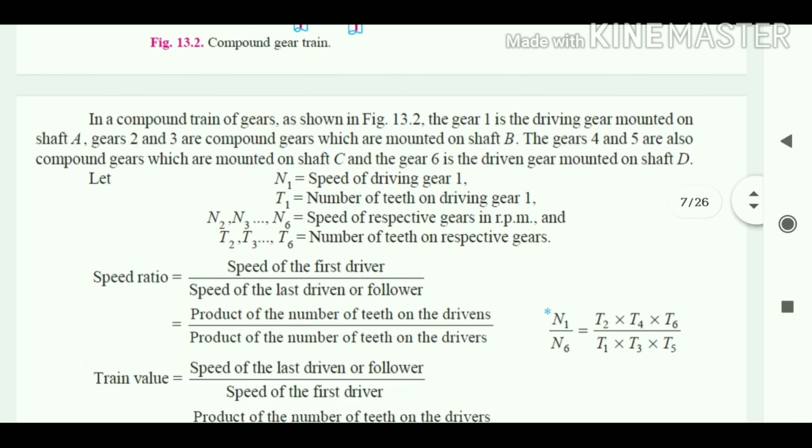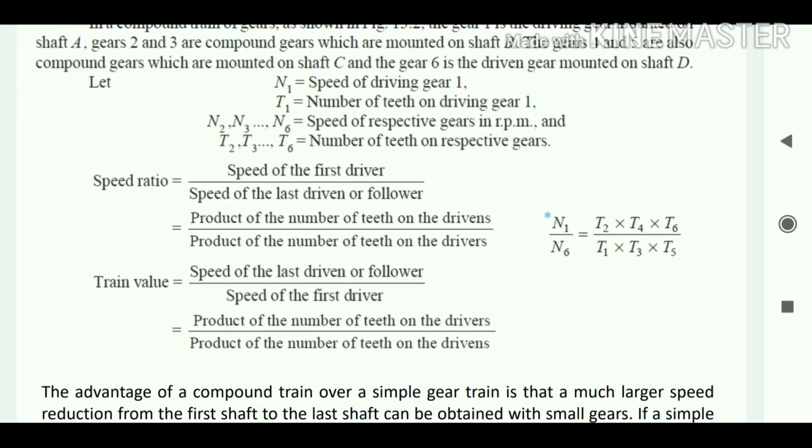Here also you can calculate the speed ratio as the speed of the first driver divided by the speed of the last driven or follower, and here it is calculated by N1 by N6 is equal to T2 into T4 into T6 divided by T1 into T3 into T5. That is equal to the product of the number of teeth on the drivens divided by the product of the number of teeth on the drivers.